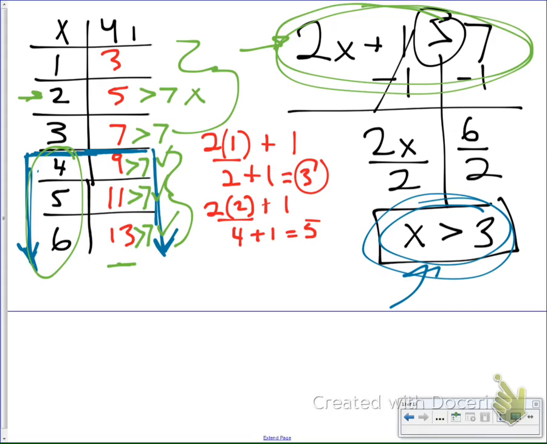Now, if this was, say, instead of a greater than sign, greater than or equal to, my situation would change a little bit. So say I had greater than or equal to 3. Now, the only difference is I include that 3 in my solution because 7 is greater than or equal to 7. 9 is greater than or equal to. 11 is greater than or equal to. 13 is greater than or equal to. So on, so on. So there's a slight difference between just greater than and greater than or equal to. Okay, so that's how you're going to take an inequality and put it on a table. So hopefully that helps out.